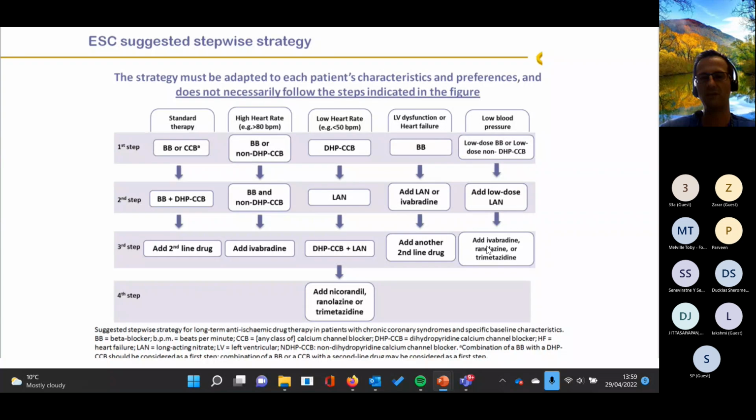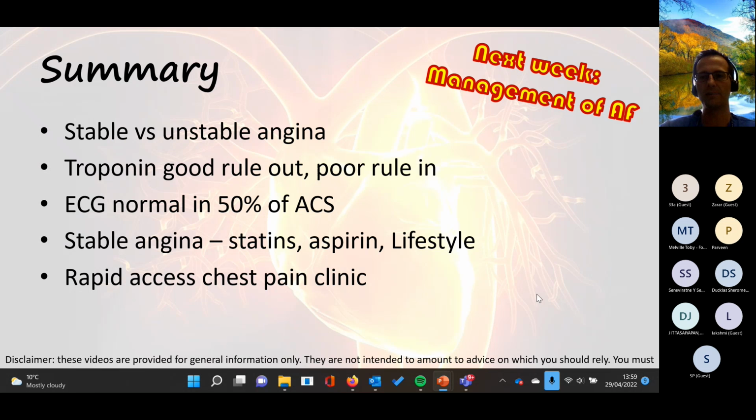And then third line, you can see, I won't go through all of this, but one drug I find very useful is ranolazine. I'm not a big fan of nicorandil, but ranolazine is a very good drug for not having any impact on blood pressure. And it can be really useful in patients who are hypotensive or bradycardic. But go through the basic things first. Try beta blocker and diltiazem and isosorbide mononitrate.